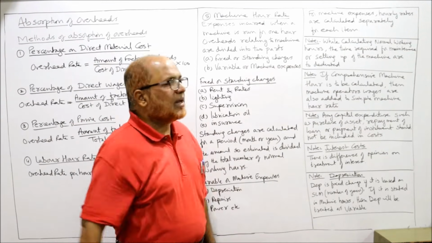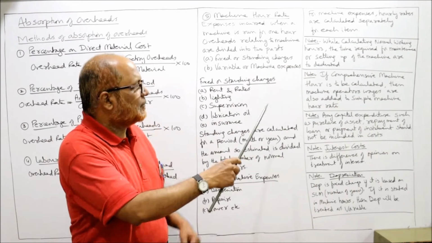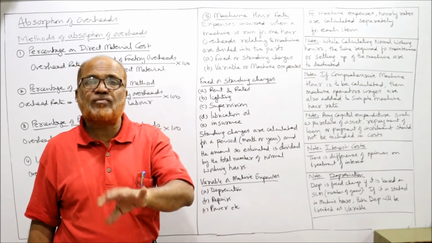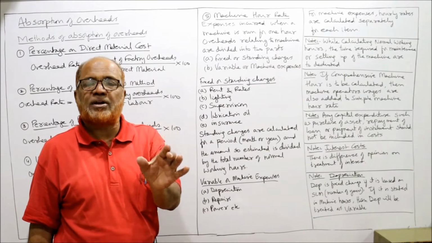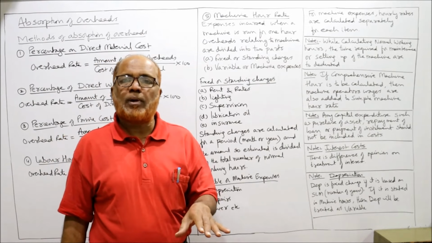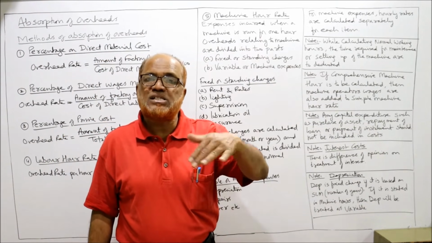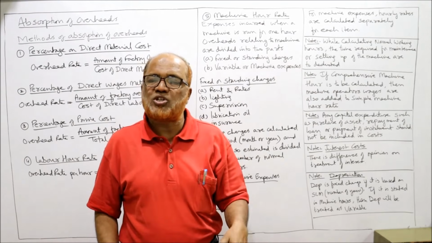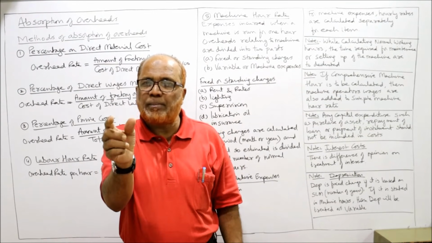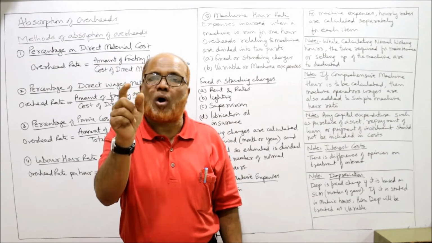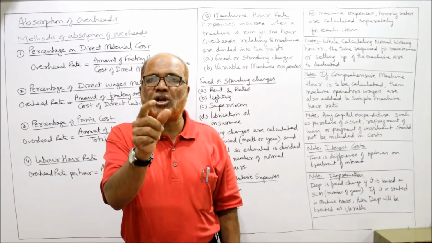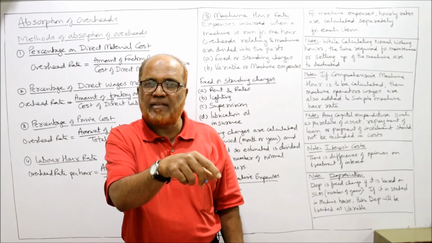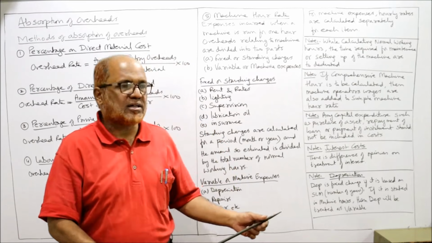Next, if comprehensive machine hour rate is to be calculated, then machine operators wages will be added to the simple machine hour rate. कुछ प्रॉब्लम में आपको ये कहता है comprehensive machine hour rate मालूम करो. तो what is comprehensive machine hour rate? Calculate the simple machine hour rate. To that you add operators wages. Machine operators wages को add कर दिए तो comprehensive machine hour rate आ जाएगा.